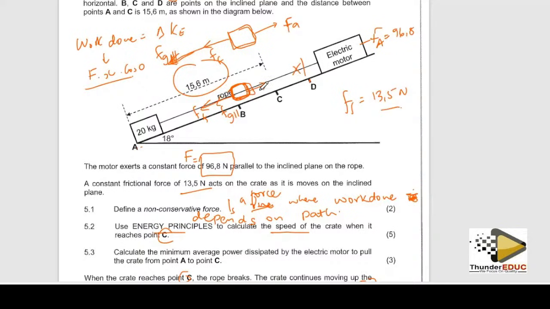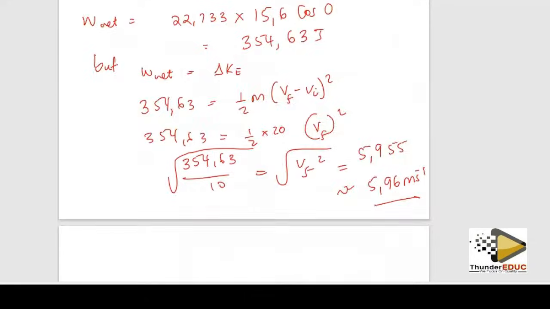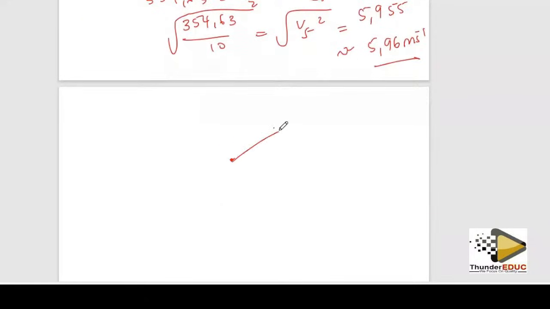Okay, it's just the FG parallel that will be acting downwards, and the frictional force will be acting upwards. Then we have the normal force and the FG perpendicular. So my free body diagram is going to have my frictional force, this is the FG parallel, the FG perpendicular, and then the normal force, Fn.